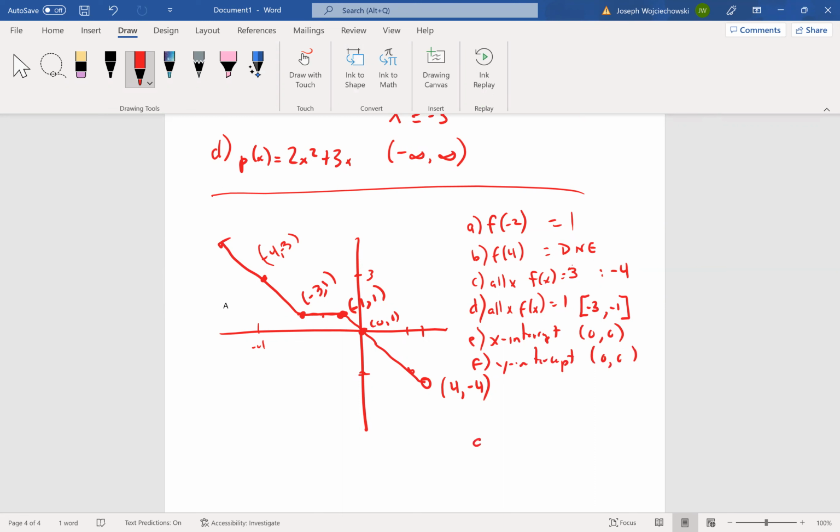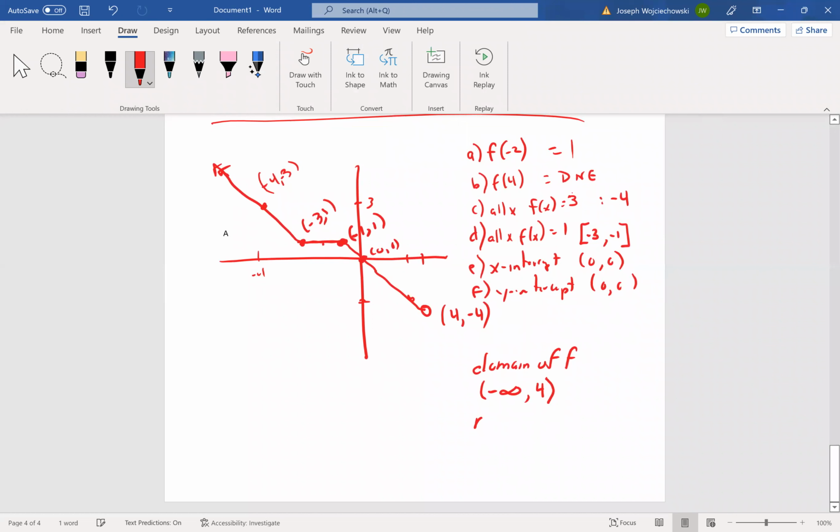And then we want the domain of f. So the domain is the x values. So this goes on and on and on to negative infinity, all the way almost to 4. So we put 4 and show that 4 is not included. And then for the range, well, my lowest point is here at negative 4, but it's not included. And this goes on and on up to infinity.